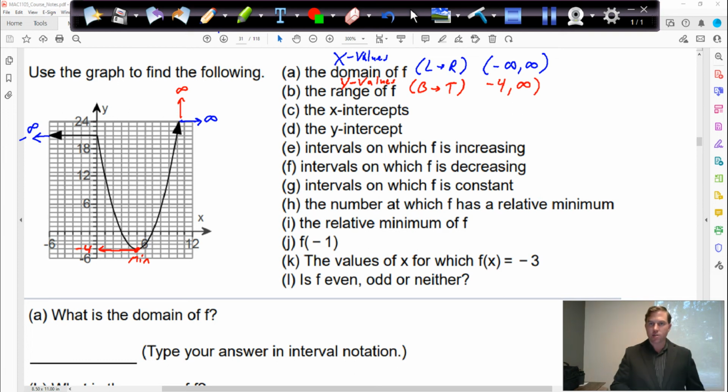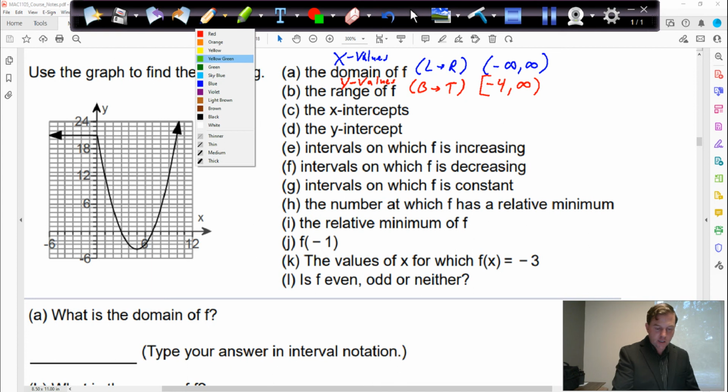Now infinities always get parentheses, but we have to think about this 4. If the graph touches the line that has 4, then it's going to be included. And if you look closely, it does. So this is going to get a bracket. So domain and range, you do have to consider brackets and parentheses. If it's touching or not, or if it's an open hole or a filled-in dot, you would have to consider that. Okay, so that's domain and range.